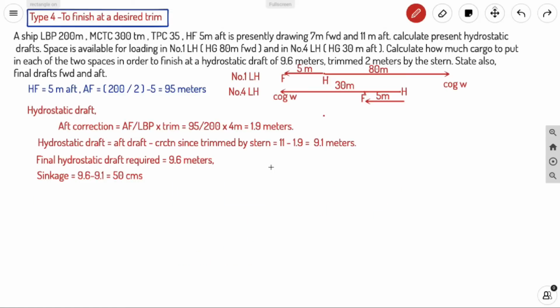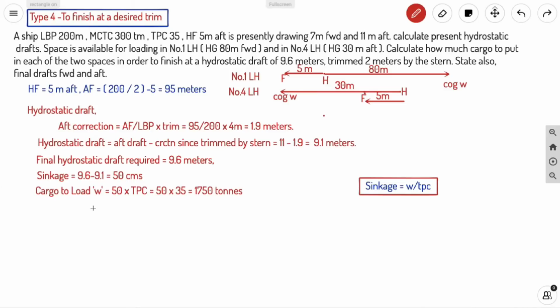Next thing, if you know the sinkage, you know the equation for sinkage, that's W by TPC. You know TPC from the question, you know sinkage. You can find the total weight loaded. So the total cargo loaded, W, will be 50 into TPC, that's 50 into 35, 1750 tons. So this is the total amount of cargo to be loaded in our ship. So that's the cargo to load.